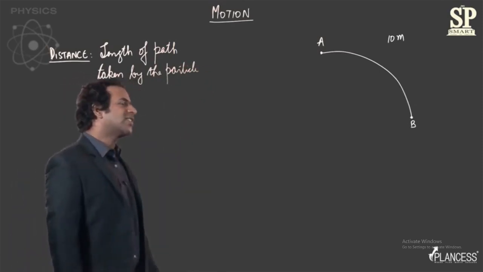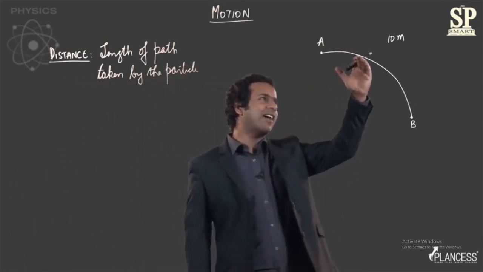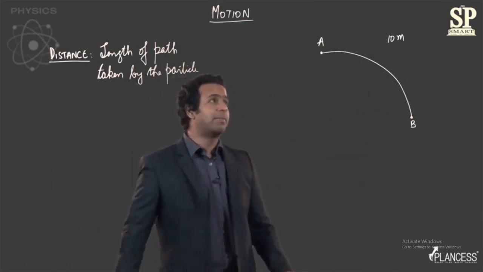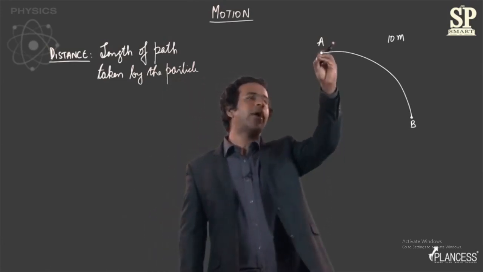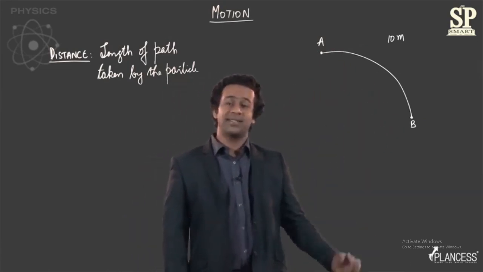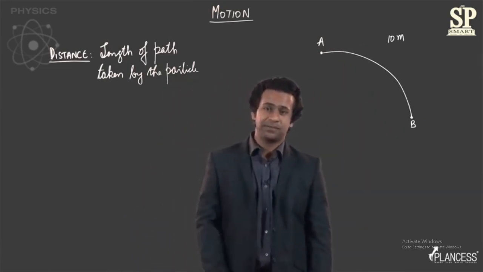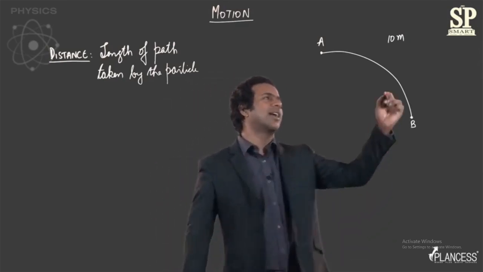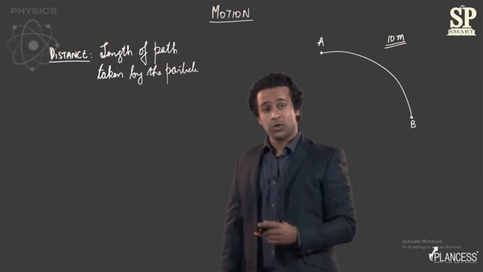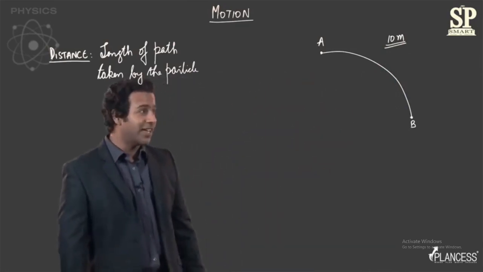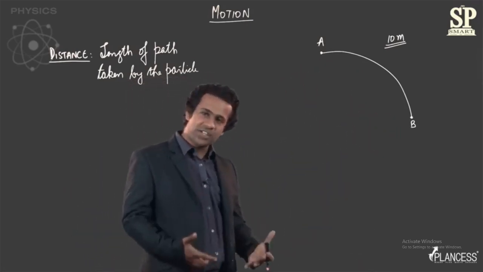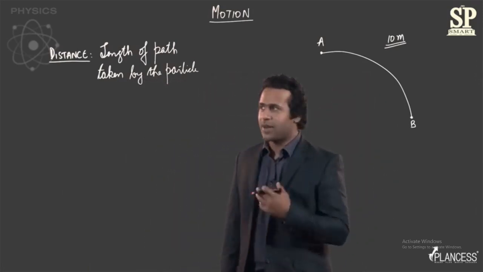In this diagram, you see that the line I have drawn between point A and point B shows the path that the particle took to go from A to B. If you measure the length of this path, it gives you the distance traveled. The information given is that the distance traveled is 10 meters, so the length of this line is 10 meters.